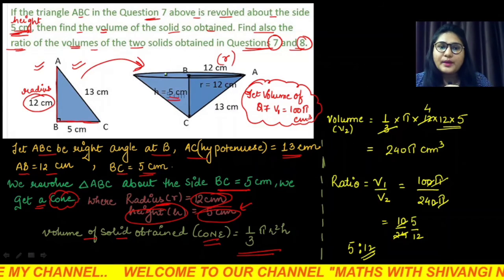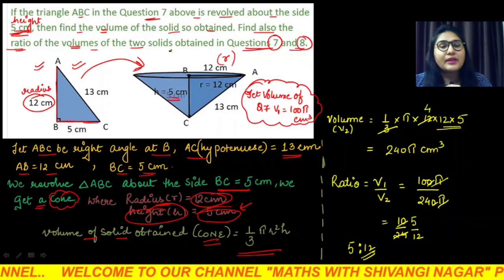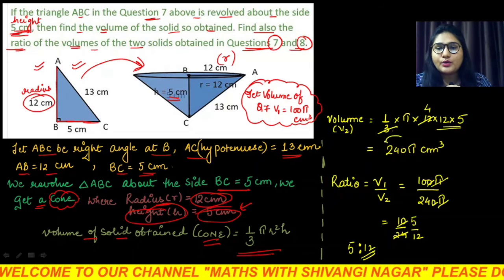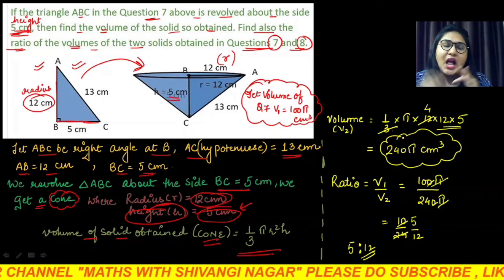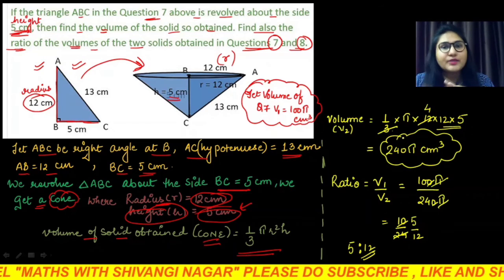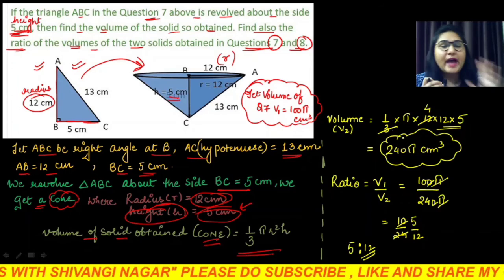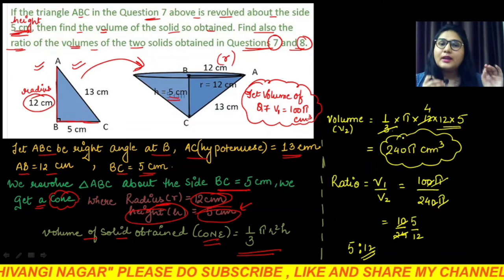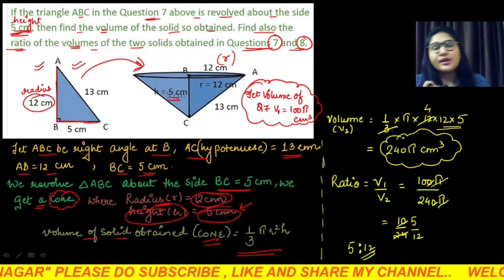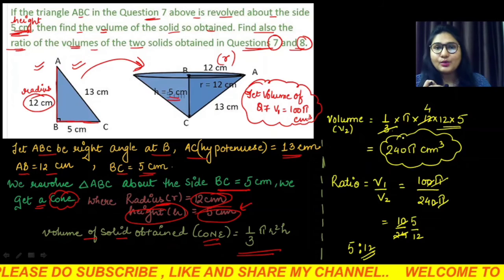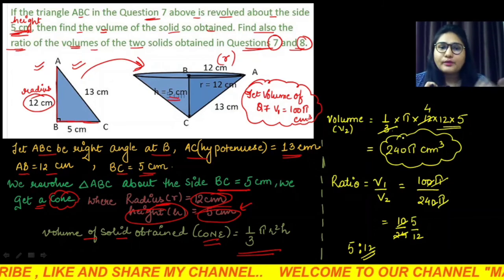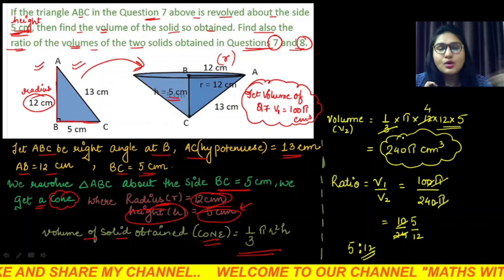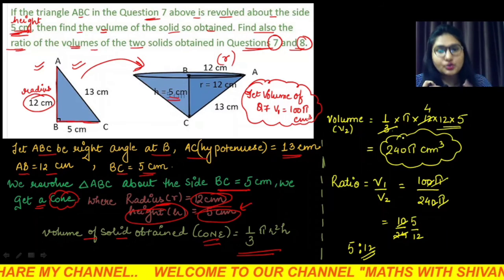So the ratio obtained is 5:12 and the volume obtained is 240 pi. You can plug in the value of pi also here, but I know the question, so that's why in the previous question I left my answer in the pi form and here also in the pi form, because I know that in question number 8 I have to find the ratio of the volumes of these two solids in these two situations.